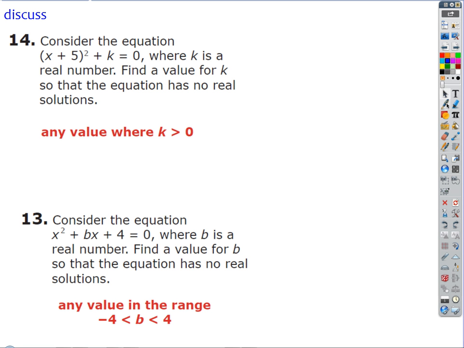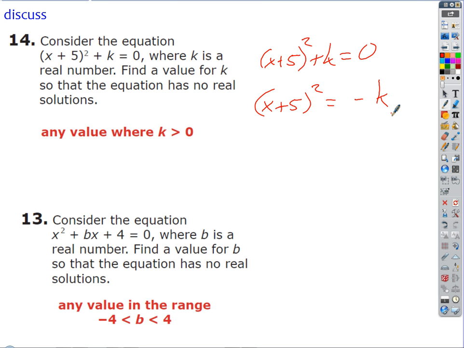Okay. So how about this first one? Consider the equation (x plus 5) squared plus k equals 0. So we want to find a value of k so that it has no real solutions, right? Just think about this. If this is a quantity that's being squared, I'm going to have to square root both sides to solve for x, aren't I? So if I were going to solve for x, I'd subtract the k to the other side. And that's going to give me negative k.